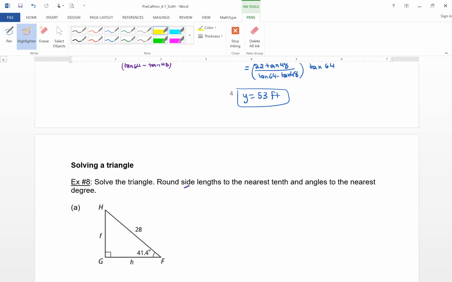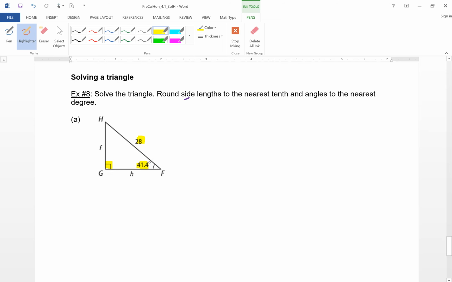So if we want to solve a triangle, that's just code for find everything that's missing. So you know that there are 3 angles and 3 sides to a triangle. That's 6 total elements. You're usually going to be given 3 of those, and you need to find the other 3.